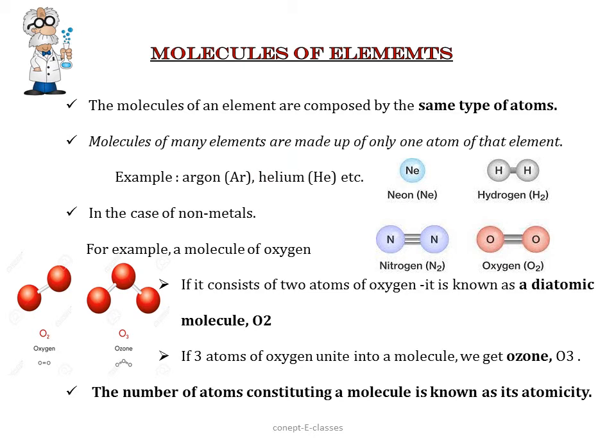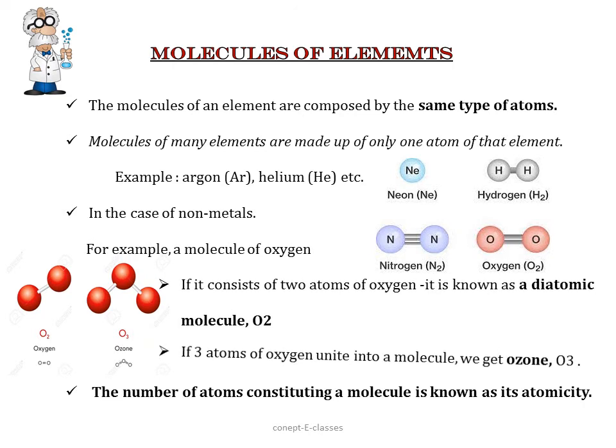Molecules of many elements are made up of only one atom of that element. For example, neon, argon, helium, they have only one atom of that element. In the case of non-metals, for example the molecule of oxygen, if it consists of two atoms of oxygen, it is called a diatomic molecule. If three atoms of oxygen unite into a molecule, we get ozone, O3.